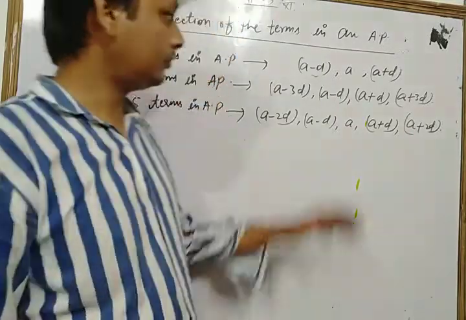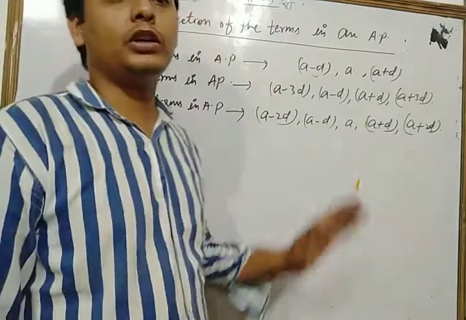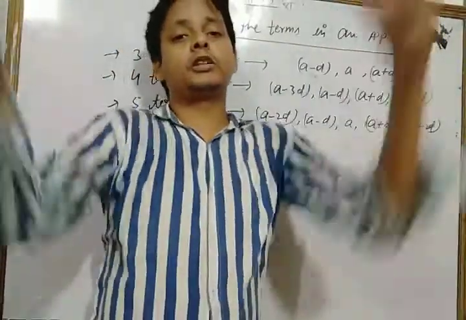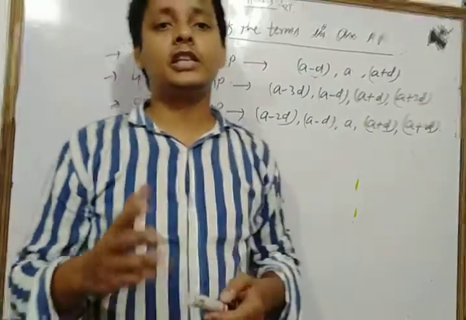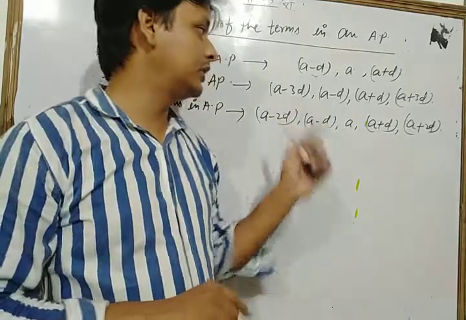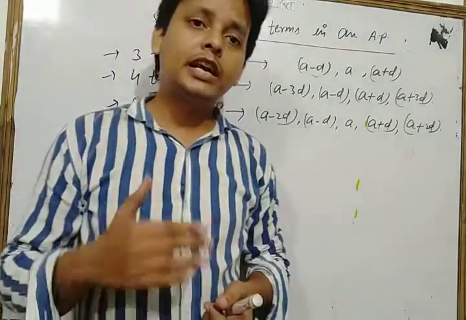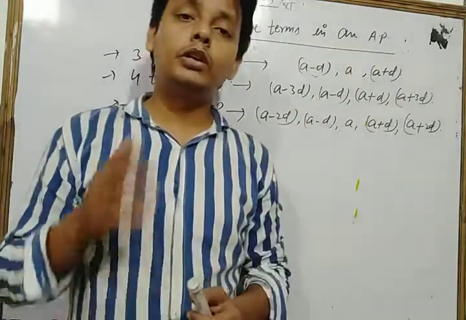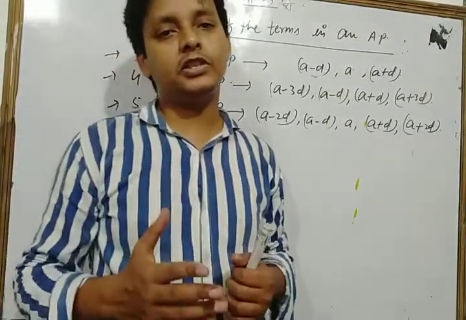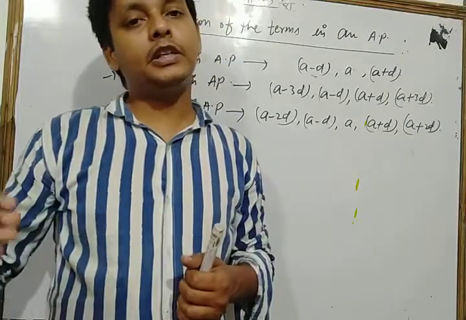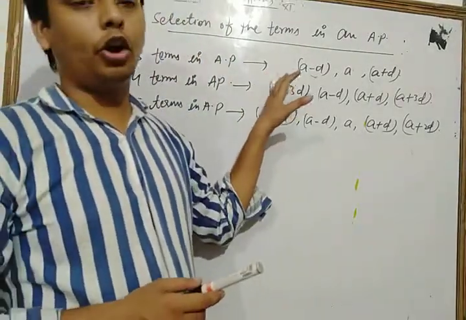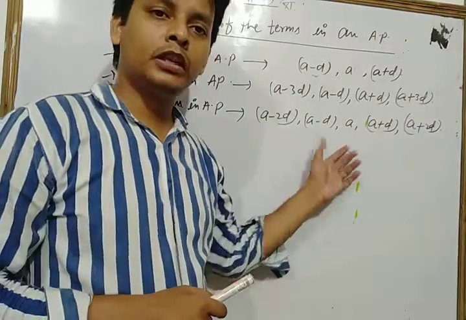Now always remember all these points in your mind. If we take 3 terms in AP, then we take A minus D, A, A plus D. If we take 4 terms in AP, then we take A minus 3D, A minus D, A plus D, and A plus 3D. If we take 5 terms in AP, then we take A minus 2D, A minus D, A plus D, and A plus 2D. Okay, so this is a very important topic. Now we take some questions based on this topic.